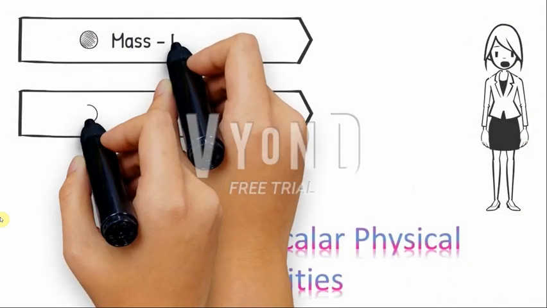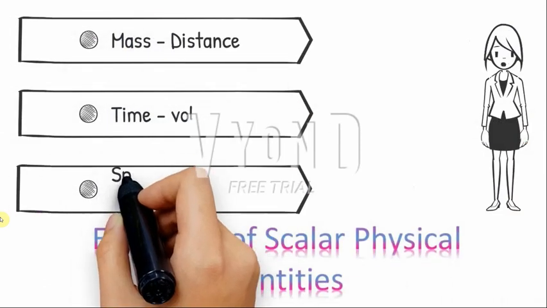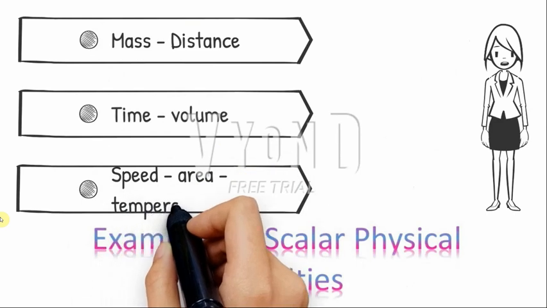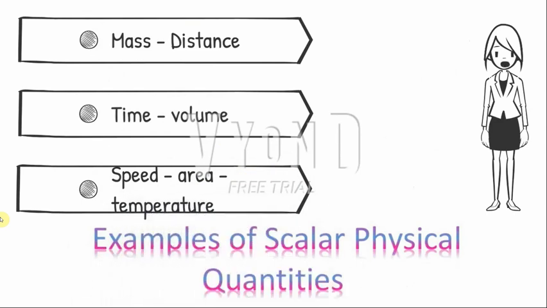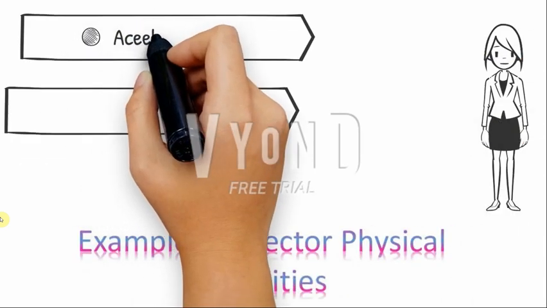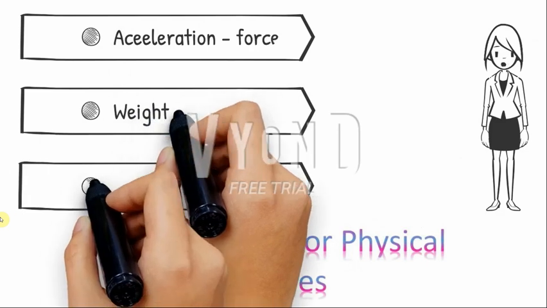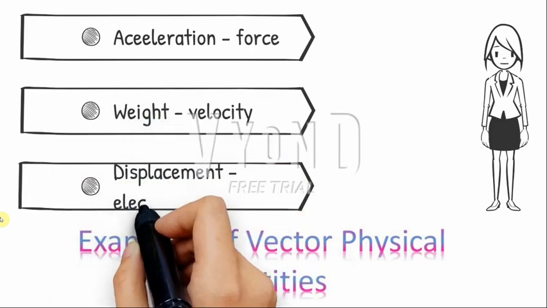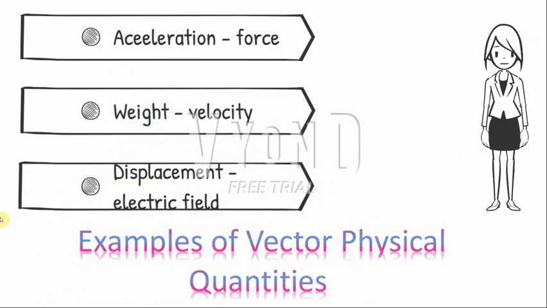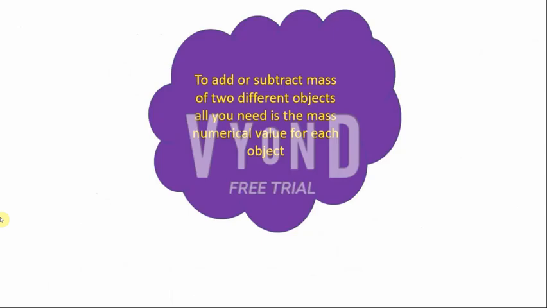Now let's see some examples of scalar physical quantities. We have speed, temperature, area, time, volume, mass, distance. All these quantities do not need direction to be defined. And for examples of vector physical quantities, we have displacement, electric field, weight, velocity, acceleration, force. All these physical quantities need direction to be described or defined.